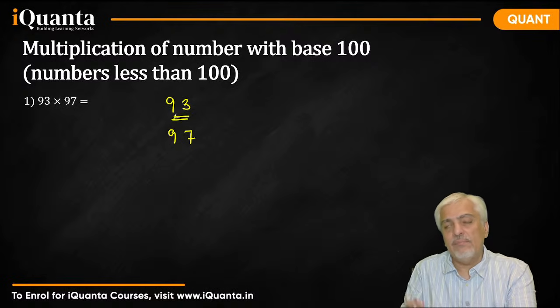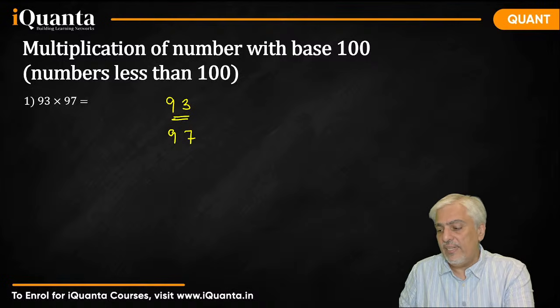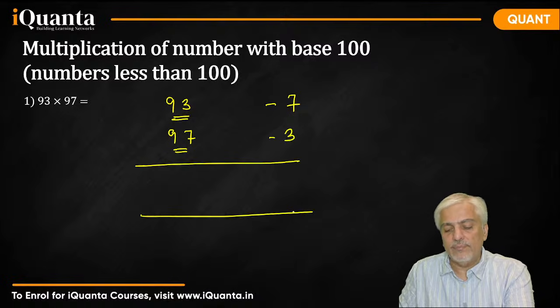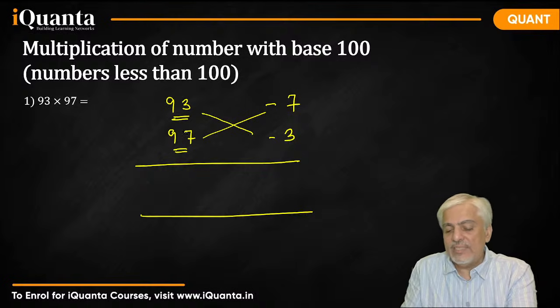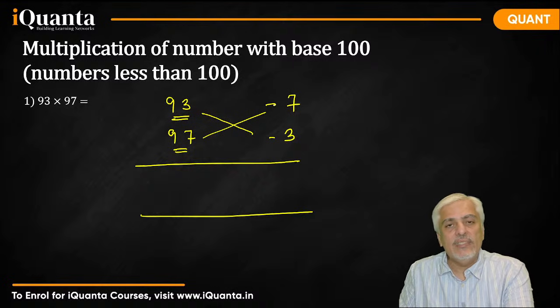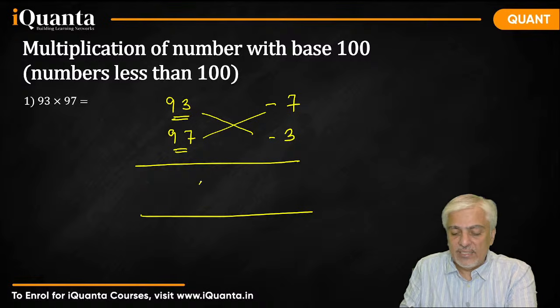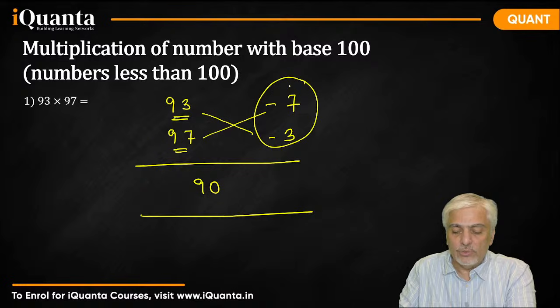So, what is 93 minus 100? 93 minus 100 is minus 7 and 97 minus 100 is minus 3. Now look at the magic. Cross add anywhere; doing it here or here, it works. So what is 93 minus 3 or 97 minus 7? Both are the same, 90. So 90, and multiply these two numbers: 7 threes are 21. That's the answer, 9021.